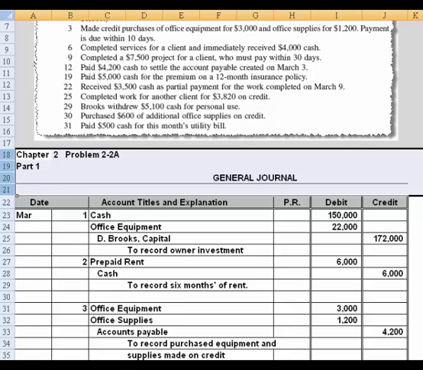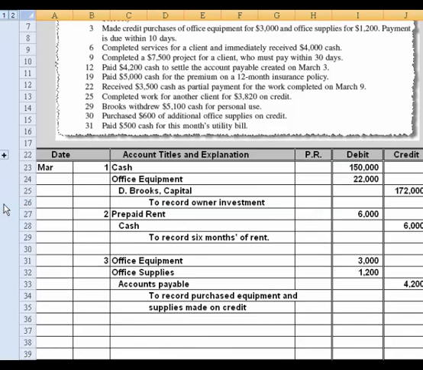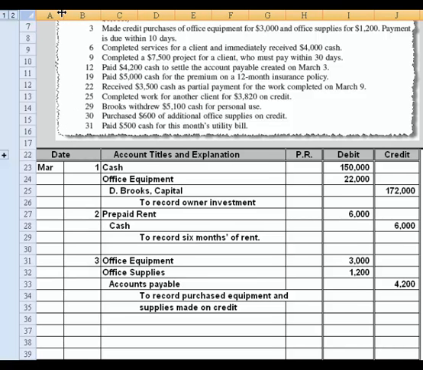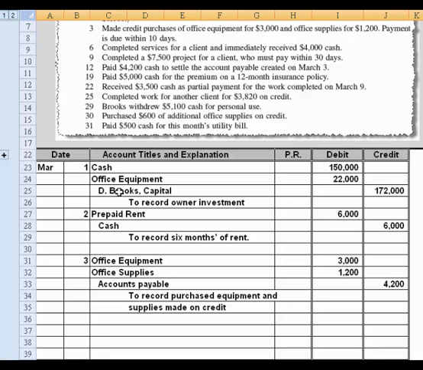I'm going to go up to group and group this, and then I can shrink that down. We can move this over a little bit, move this over a little bit. Yeah, that gives us a little bit of screen real estate, and we'll handle the entry on the 6th. The entry on the 6th said completed services for a client and immediately received $4,000 in cash.